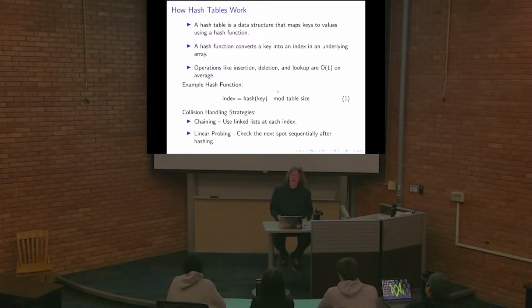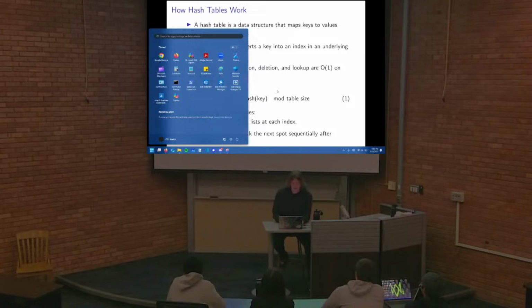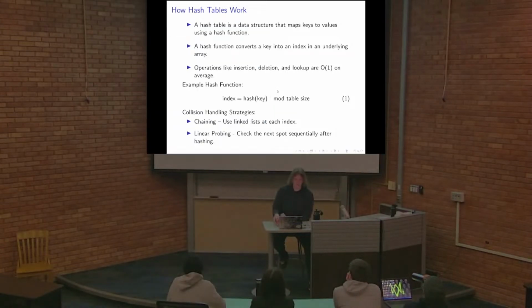The way chaining works is at each index, it's going to use a linked list. So when you index something that's already been indexed, so it has the same hash as something else, you just connect it to that one in a linked list format. And linear probing is going to jump to the spot where the hash says it should jump to, and then sequentially after that, it's going to find the next open spot and put it there. So I can explain that using a little diagram.